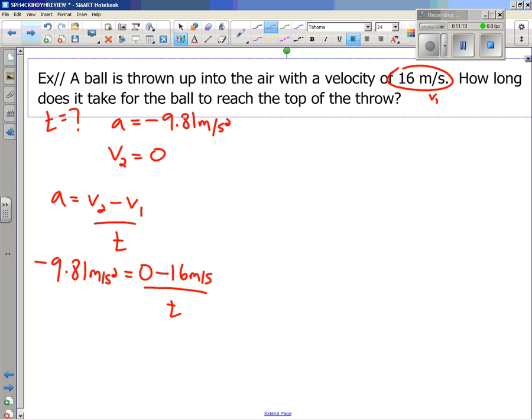0 minus 16 is negative 16. Basically, you're just going to take the time and move it up on the other side, and you're going to take the negative 9.81 and move it down where the T was before. So you end up with T equals negative 16 meters per second divided by negative 9.81 meters per second squared. You'll be left with just seconds. It's going to be 1 decimal something, but let's see here. Negative 16 divided by negative 9.81 gives me 1.6 seconds.